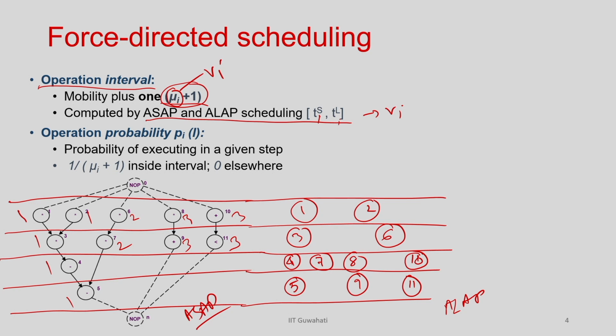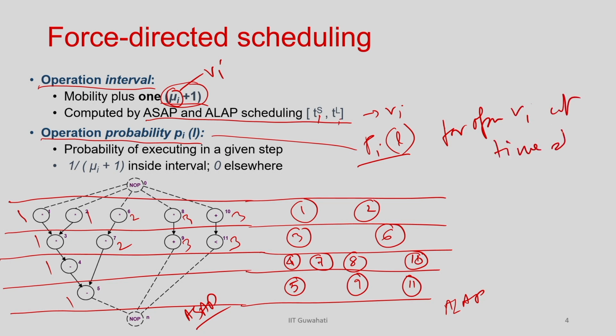Okay. Now, try to understand the operation probability. Let us try to understand this term, which is called Pi of L. That means this is for operation Vi at time step L. Basically, the probability of scheduling operation Vi at timestamp L, right. That is given by PIL. Okay, it is very important to understand this notation.